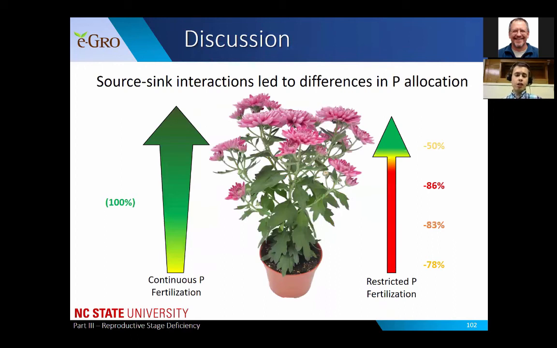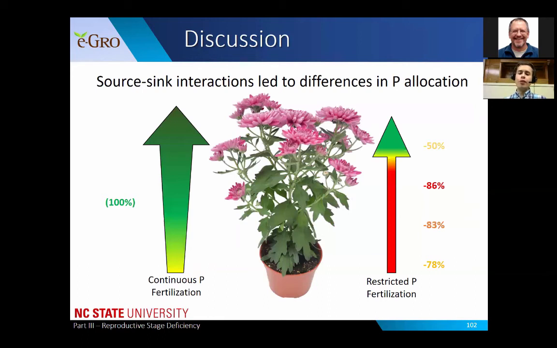And if you look at the arrow on the left, you can see the natural tendency in a plant when it's given continuous phosphorus fertilization is that you just naturally have lower concentrations of phosphorus in the lower leaves, and those concentrations get higher and higher as you move up the plant to a point where they are the highest in the reproductive tissues. Now, if you look at the arrow on the right side of the plant, you can see that when you restrict phosphorus, you have equally low levels of phosphorus throughout all of the vegetative tissues and much higher levels of phosphorus in the flowers and fruit.